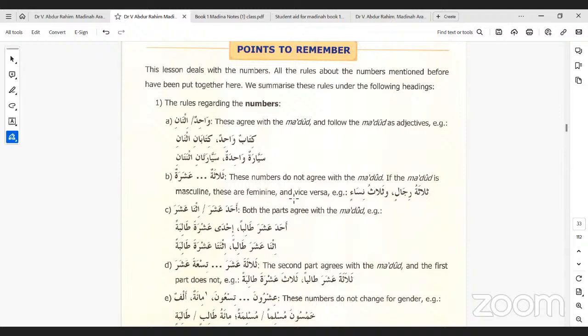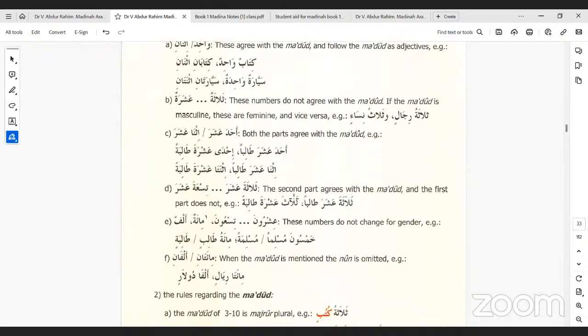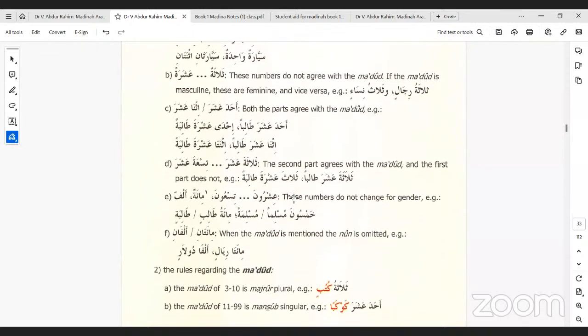Sayaratun wahidatun, so one car. Sayaratani ithnatani, two cars. Then B. Thalathatu ashratu: these numbers do not agree with the ma'dud. If the ma'dud is masculine, these are feminine, and vice versa. Example: thalathatu rijalin wa thalathu nisa'in, so 3 men and 3 women. Ahada ashara, ithna ashara, so that's 11 and 12. Both the parts agree with the ma'dud. Example: ahada ashara taliban, ihda ashrata talibatan. So 11 male students and 11 female students.